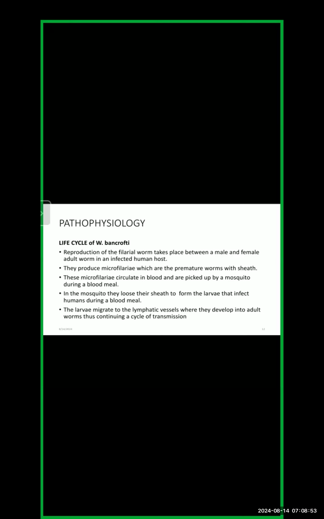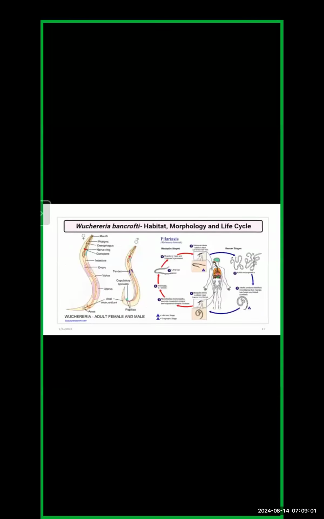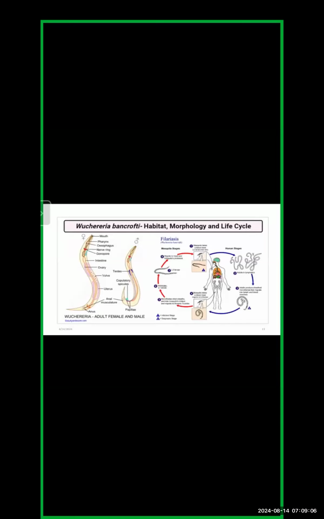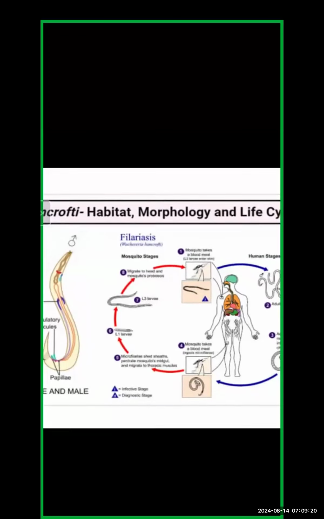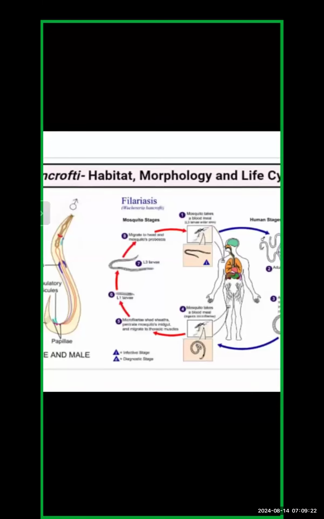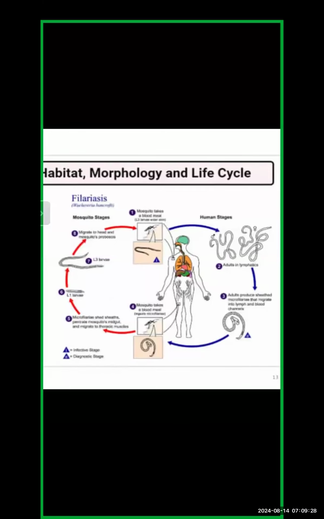The larvae migrate to the lymphatic vessels where they develop into the adult worms, thus continuing to propagate the cycle of transmission. So this is just a diagram explaining all that I've said. So you see from the infective stage, which occurs in the mosquito, the L3 larvae, the mosquito takes a blood meal and injects the L3 larvae into the human.